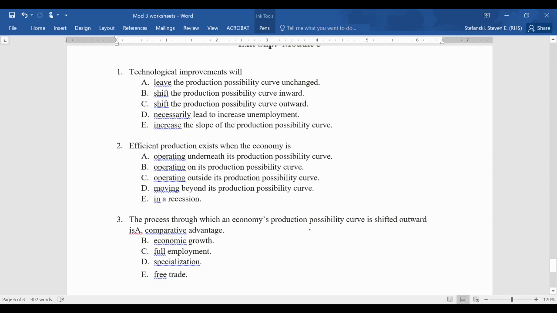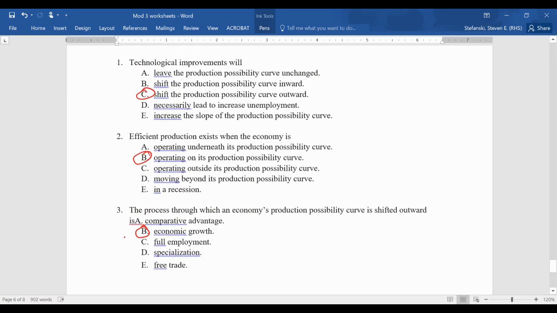And then the last one, there are 3 multiple choice questions. The first one says technological improvements will, and your answer should have been C, shift the production possibility curve outward. Number 2 says efficient production exists when the economy is, and the answer would be B, operating on its production possibility curve. Number 3 says the process through which an economy's production possibility curve shifts outward is, and that would be B, economic growth. Okay, so that's the last of the worksheets there.